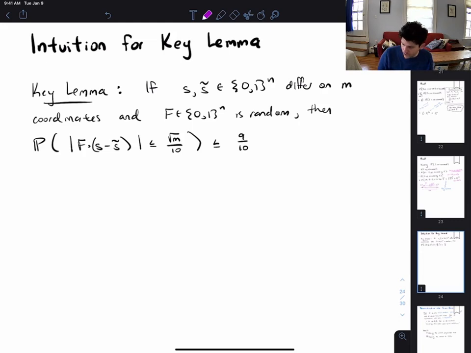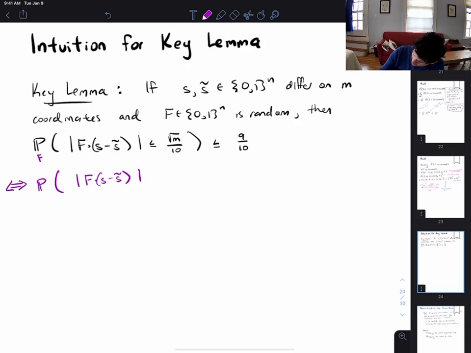Okay, so I have this random variable. This probability, s and s tilde are fixed. This probability only involves the choice of f. And it says that the probability that f dot s and f dot s tilde are closer than square root m is significantly smaller than 1. It might make it a little easier if you think of this as equivalent to: the probability that |f dot s minus f dot s tilde| is bigger than square root m over 10 is bigger than 1/10. So this says there's a non-trivial chance that f dot s and f dot s tilde differ by about square root m.